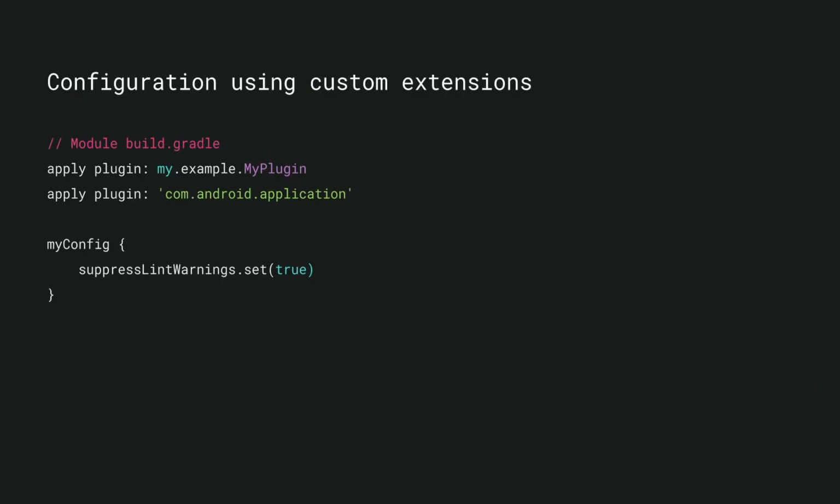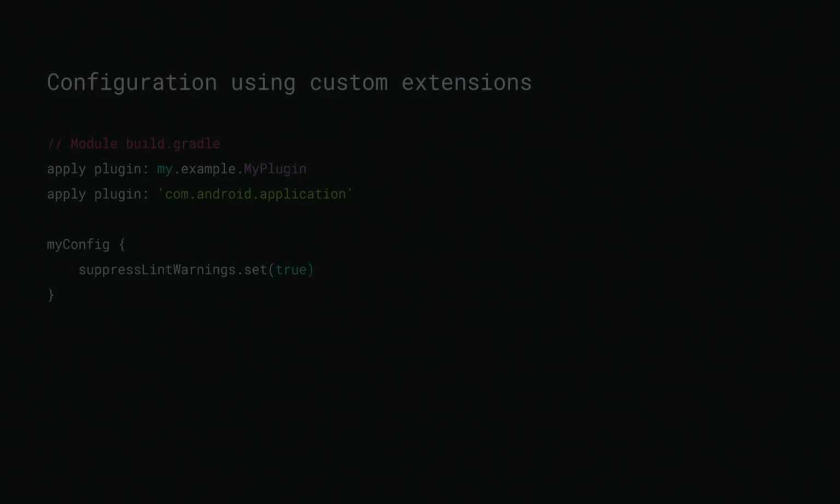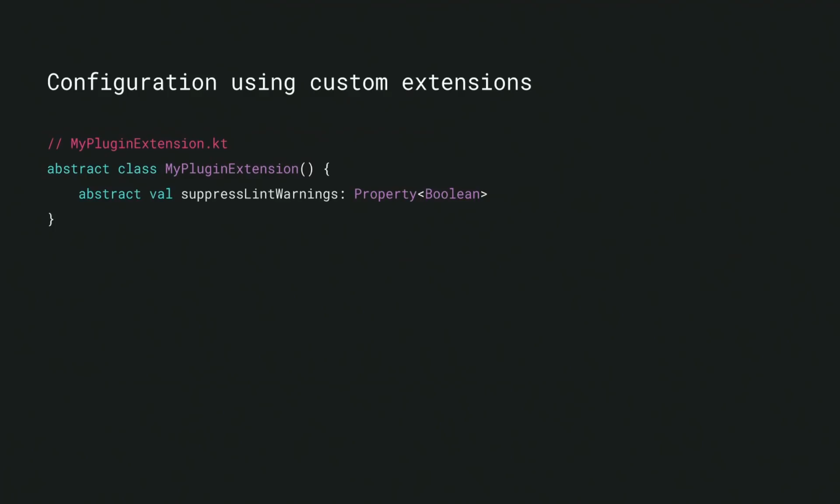So the first thing that you need to do is to create an extension class. And this extension class is very basic. It doesn't need to extend anything. And so here, I have it, and I have my property. So notice two things. The first one, I'm not using a Boolean type. I'm using a Property<Boolean>. That is a new API in Gradle that they introduced maybe about a year ago. And the second thing that you can notice here is that I'm declaring both the class and the property as abstract. So those property objects have to be instantiated in a very special way.